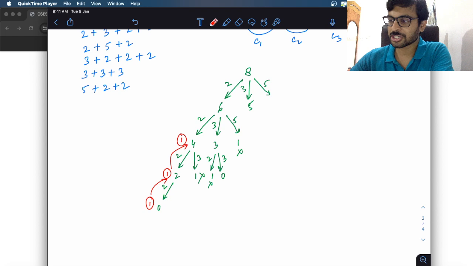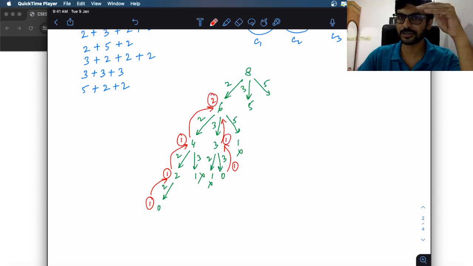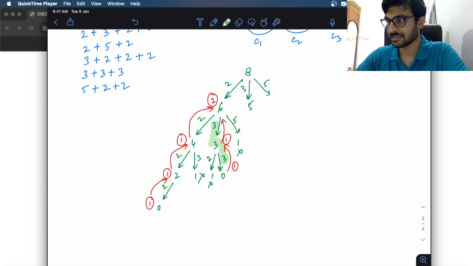In this way, the recursion problem can be solved. Over here as well, we have only one way from here. So 1 plus 1 at 6, it becomes 2 ways. 6 can be formed in 2 ways: 3 plus 3 and 2 plus 2 plus 2. How to see that? 2 plus 2 plus 2, that is 6, and 3 plus 3, that is 6.